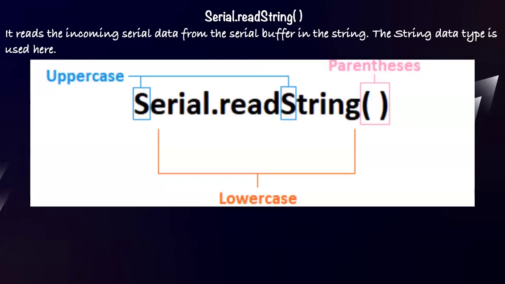See, this is Serial.readString. Now we are moving further into Serial.read. It reads the incoming serial data from the serial buffer as a string. The String data type is used here, not int. Very importantly, the S of Serial is uppercase, and the S of String is also uppercase. All the other letters are lowercase, and there is a parenthesis.